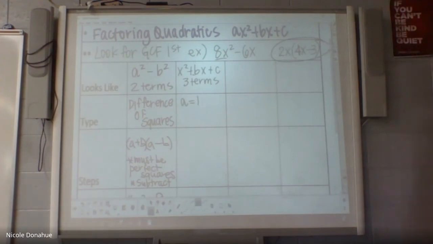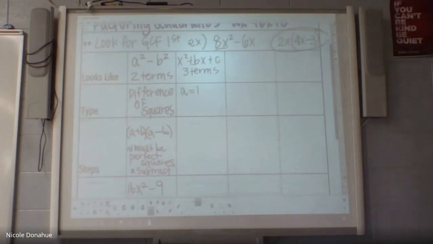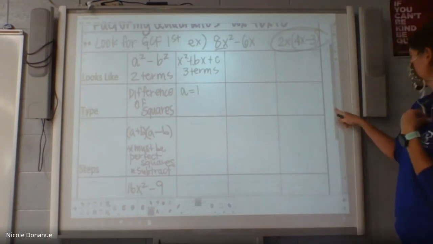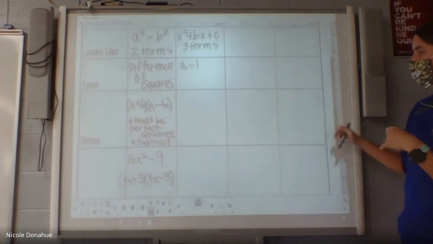So this one is kind of a reverse FOIL idea. It's kind of just like a puzzle trying to figure it out. So I will show you an example. We'll write the steps kind of as we go.